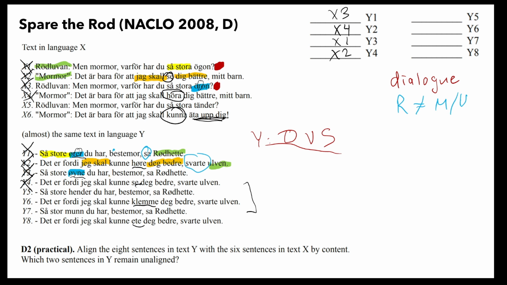So this seems like something that we should note. Over here, we've noted that this ends differently than the other sentences. Okay, so next, let's move on to Y5.